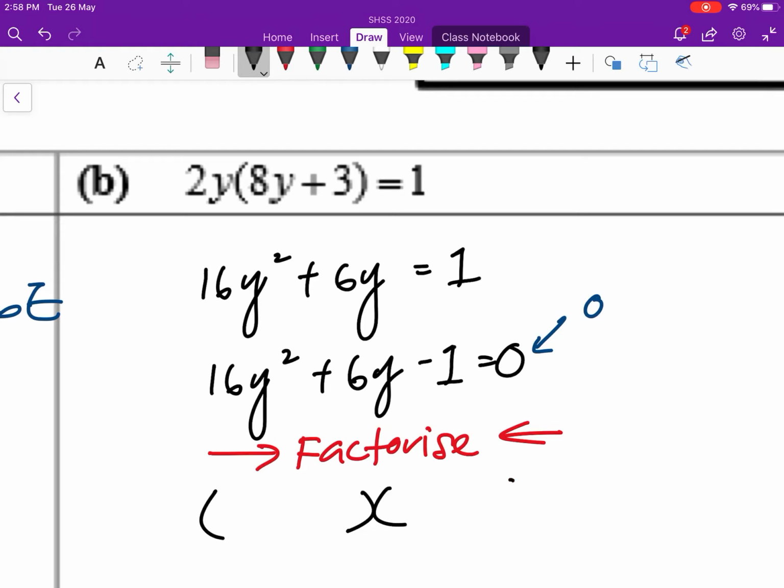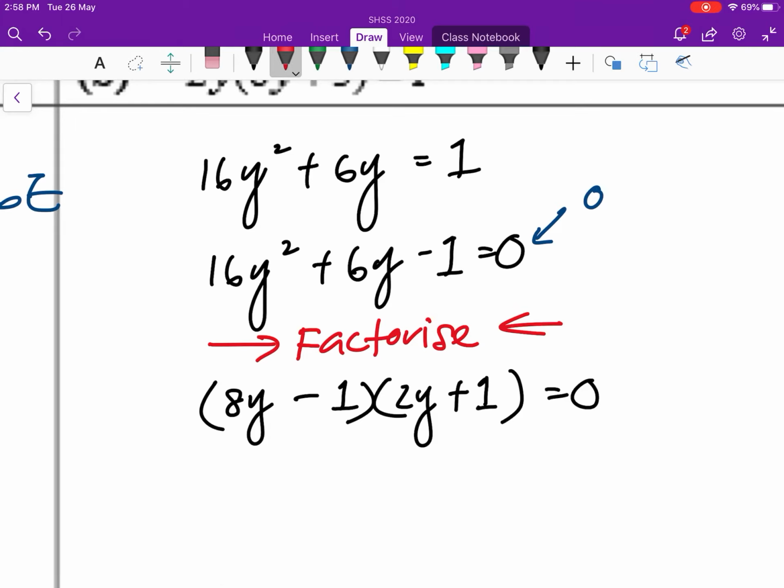You can use the 2 brackets method to factorize this. 16y squared, I use 8y and 2y. This is 1 and 1 definitely. I want positive 6y, so this should be positive, this should be negative. Okay, for those doing this method, 8 times positive 1 is 8y. 8y minus 2y gives you positive 6y. Alright?